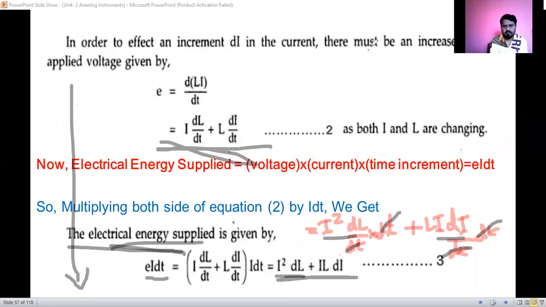So you note equation number 3 here. It is also important. Equation number 3, that is EI dt equals I square dL plus I L dI, equal to the electrical energy supplied. You can write that: electrical energy supplied.